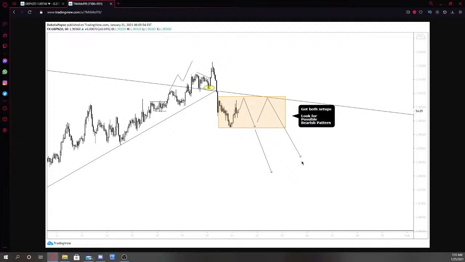Look for a possible bearish pattern. Basically, what we were initially waiting for was a break of either this trend line or that trend line. We got a break of the downtrend, which gave us a buying opportunity. We pretty much got a perfect setup right here. Price broke out above that high, giving you plenty of, that was a really good move. I believe it pushed up about 90, almost 100 pips there.